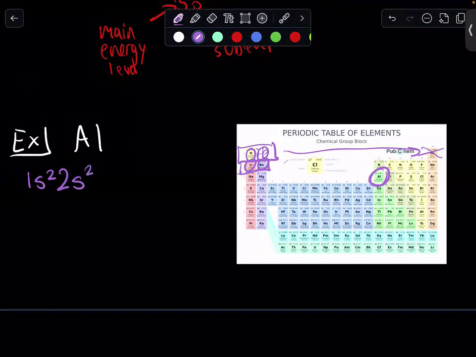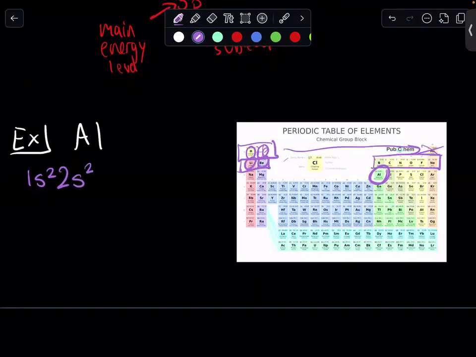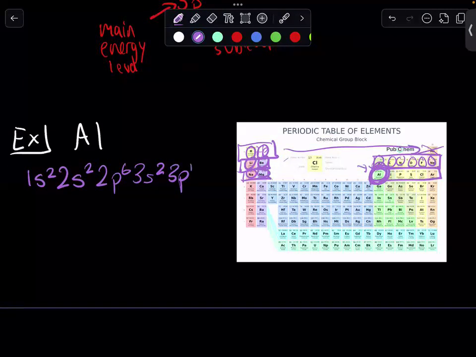So 2s2. We move over to 2p, and aluminum does have every electron here all the way to 2p6. Then we drop down and go to 3s, and once again, aluminum has every electron there as well. 3s2, not 3, sorry, 2. Remember, the s orbitals can only hold 2. Then we drop down to 3p. Now, aluminum is the first element there, meaning it only has one electron, so it would be 3p1. This is the electron configuration for aluminum.